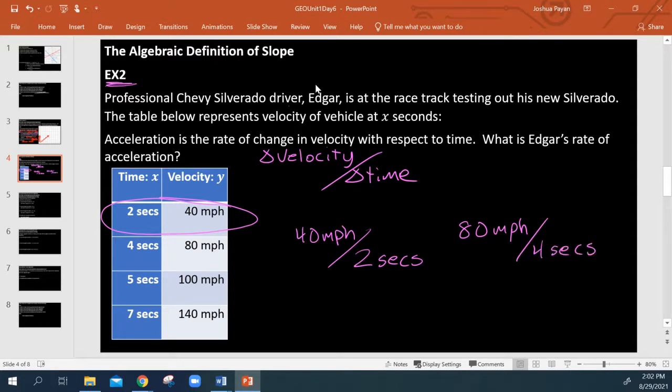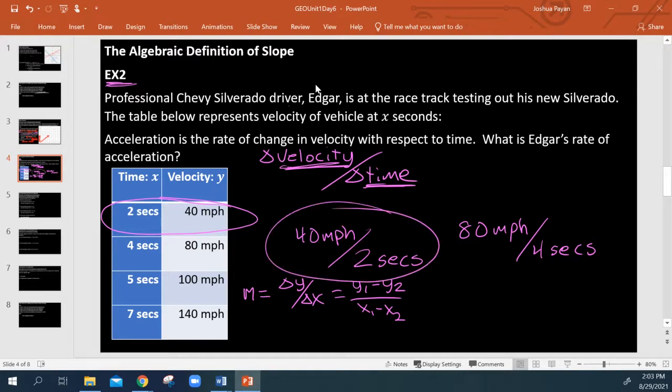So what this amounts to is our slope or our rate of change is always equal to delta y over delta x, or change in velocity in this case over the change in time. And we can find that by doing y1 minus y2 over x1 minus x2. We don't really need to do that here, but I just want to illustrate a point.